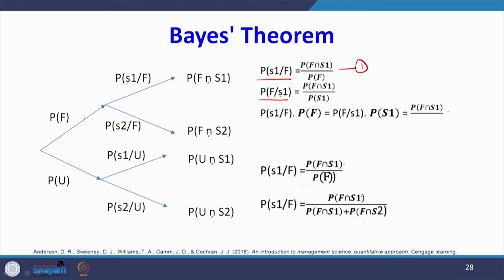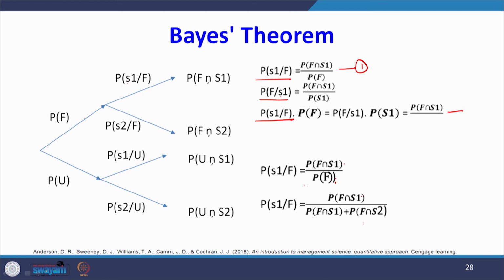So, from this expression, what did I want to know? I wanted to know this information, P of S1 given F. So, what I am doing? I am dividing this numerator, P of F given S1 multiplied by P of S1, by this P of F.